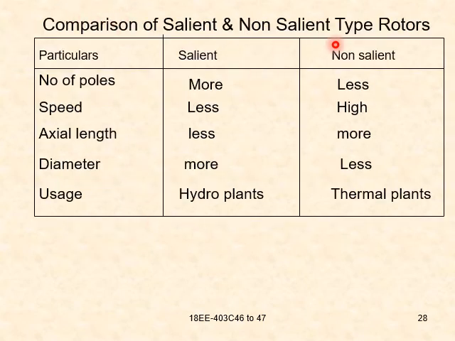And the comparison of salient to non-salient type of rotors. First one, number of poles: more in salient and less in non-salient. Coming to speed, less speed in salient, high speed in non-salient. Axial length, less in salient, more in non-salient. Diameter, more in salient, less in non-salient. Usage, salient are used in hydro power stations, and non-salient are used in thermal plants and nuclear plants.